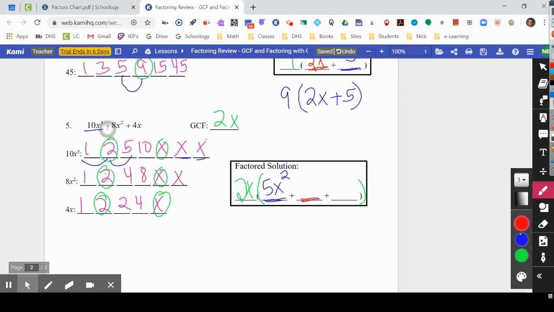Got to do the same thing. How do I get back to 8x squared if I'm taking out that 2x? Right, well, now 2 times 4 is 8, so that 4 is going to go here. And I have this extra x, so that extra x needs to go back in here. All right, and 2x times 4x gives me that 8x squared.